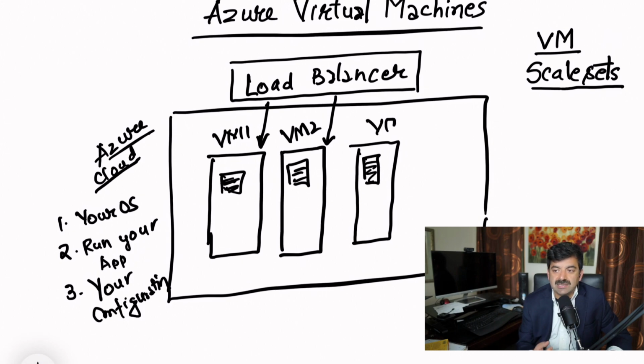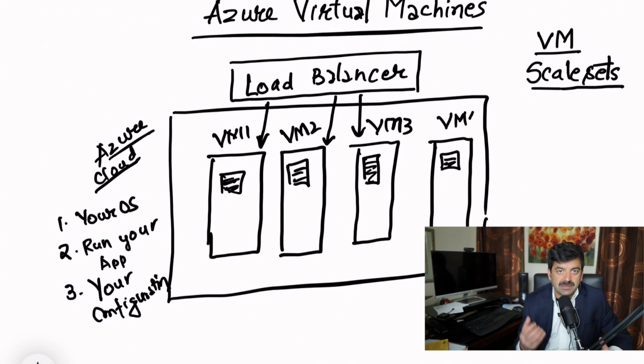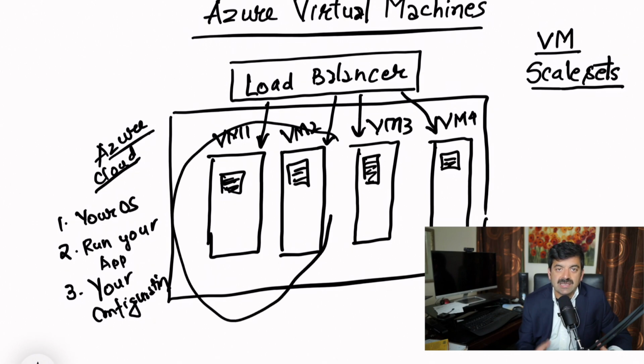Virtual machine scale sets allow us to manage multiple virtual machines in a very easy way. They make sure that all these virtual machines are configured similarly. They make sure that when the traffic goes up, the right number of virtual machines are up to handle the traffic. Then comes availability and scalability.